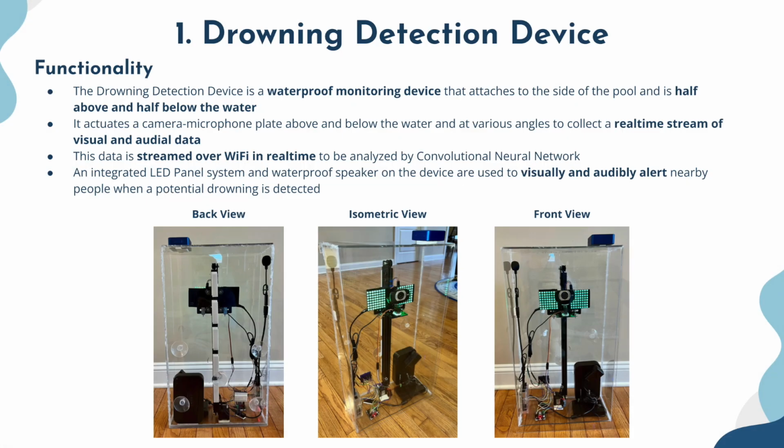The first step I took in this project was to create the drowning detection device. This device uses a camera and microphone to collect the necessary visual and audio data necessary to detect drowning. This data is streamed over Wi-Fi in real time to the back-end server, and also uses an integrated LED panel system and waterproof speaker to visually and audibly alert nearby people when a potential drowning is detected.